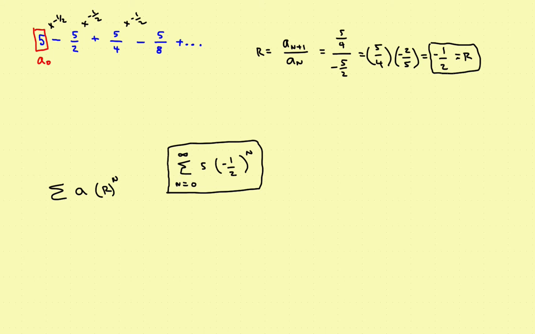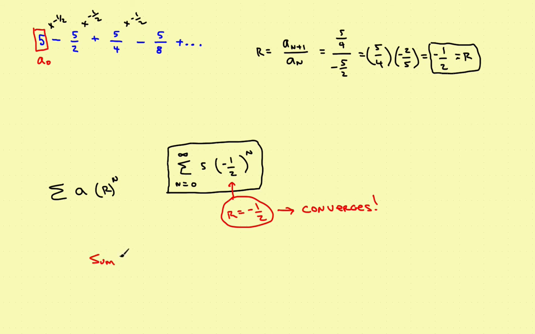So the next question is, does it converge or diverge? Well, again, look at r. In this case, r is equal to a negative 1/2. And using your rules, the absolute value of a negative 1/2 is less than 1. So you know that this series converges. But again, what does it converge to? So to find out what it converges to, we'll do the sum.